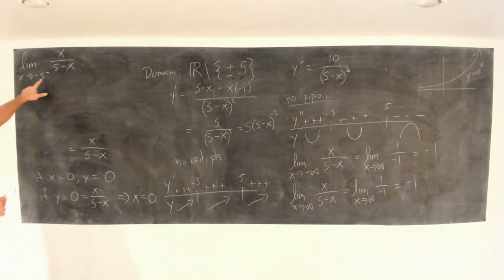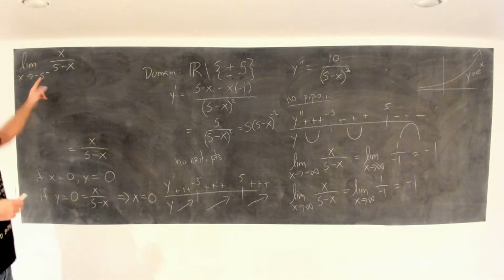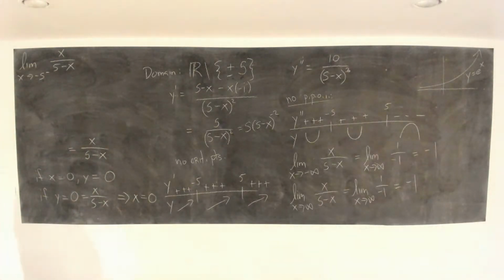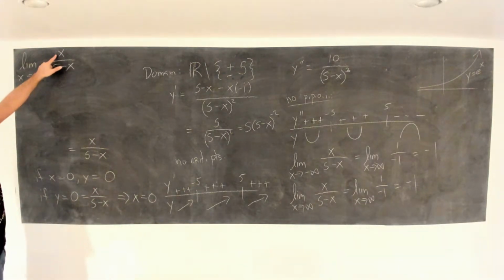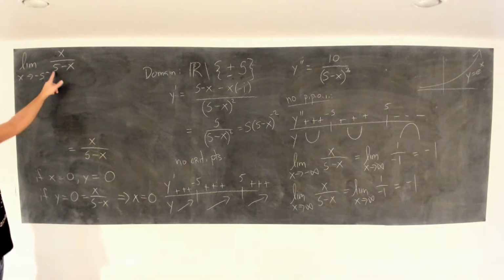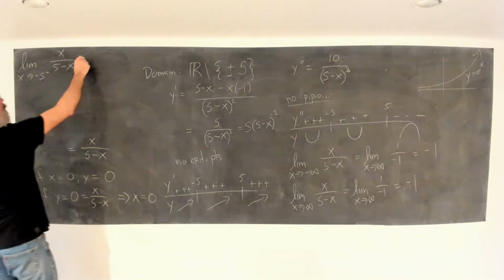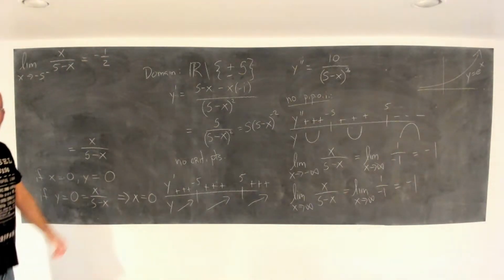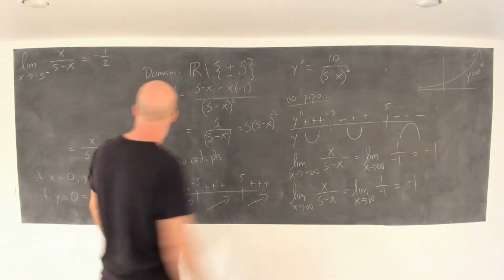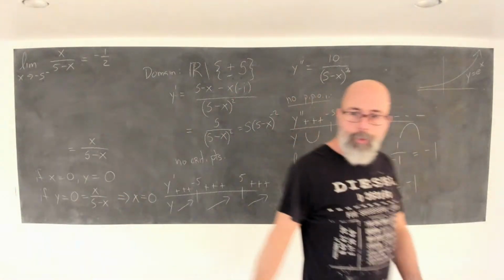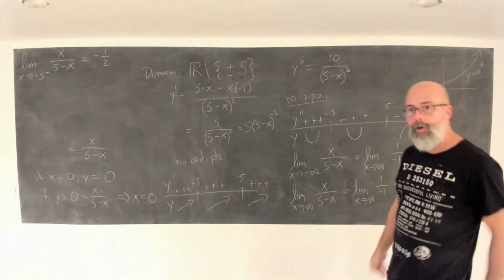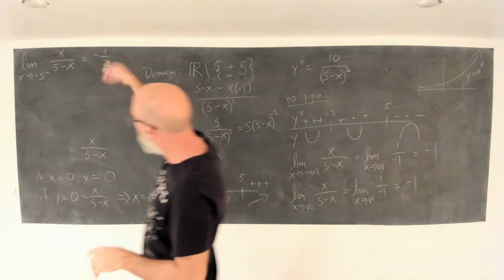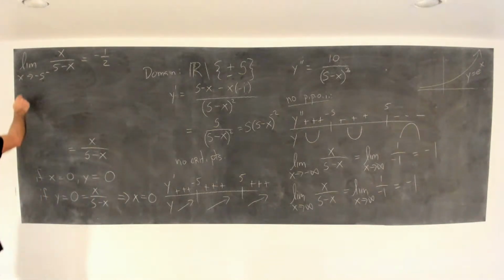We have this limit. Limit as x goes to negative 5 from the left. You know what to do when you're looking at limits. First thing to do is plug in. What happens if we plug in? We get negative 5 over 10. Negative 5 over 10 is negative 1/2. There's no ambiguity here. There's no 0 over 0. Plug in and you get an answer. It's a rational function. If you get an answer, you're done.